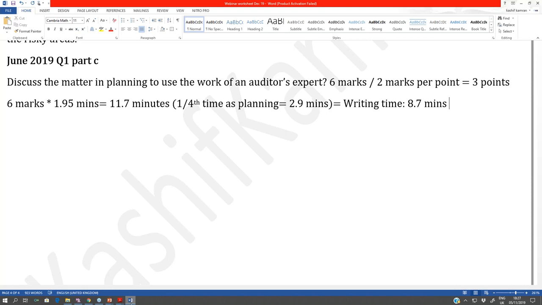Now let's see how to write in the answer. We know the matters, right? The matters you consider when you're planning the work of an expert. And those matters are given in the ISA 620, which tells you using the work of an expert. Now, how would I frame the answer? You're focusing on the matters to use the work of an expert.